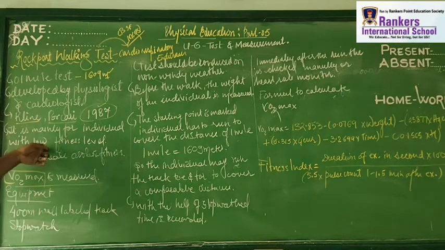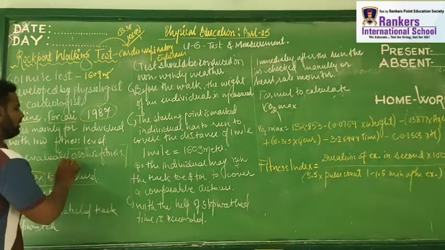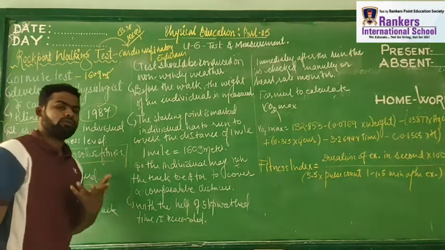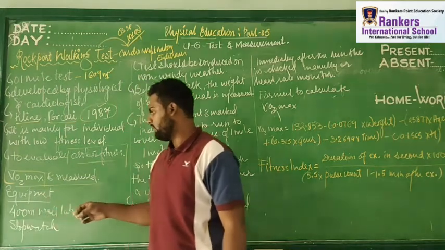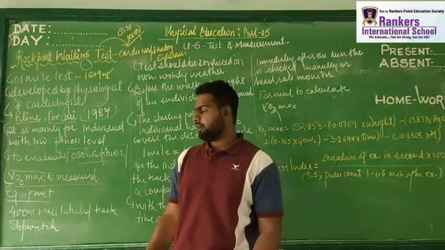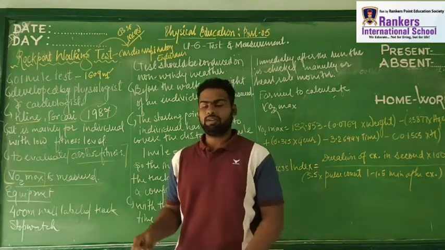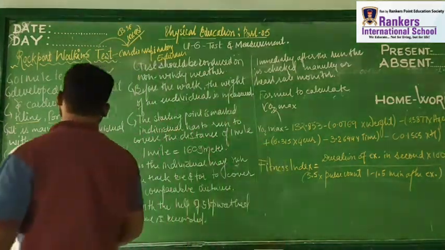Generally, for people of all fitness levels, it will evaluate the aerobic fitness. What does it evaluate? It evaluates the aerobic fitness and measures the maximum volume of oxygen required by the body. Now, what are the three pieces of equipment required? A well-labeled 200 meter or 400 meter track, a stopwatch, and a helper.